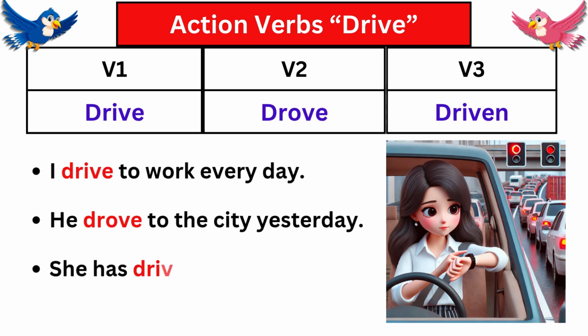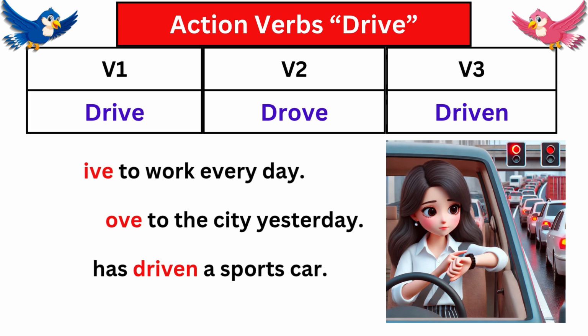V3, past participle: She has driven a sports car. This is used with have or has for the present perfect tense.